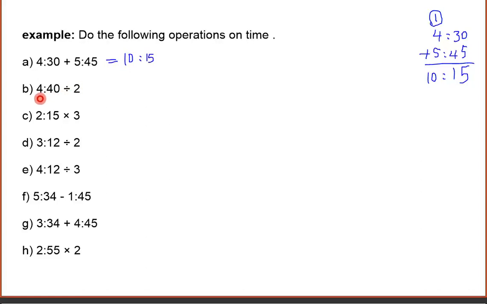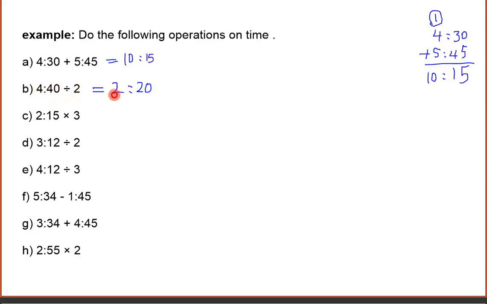The next one, division by 2. Division by 2 is simple. Here 4 hours and 40 minutes. So the result is 2 hours and 20 minutes, because each part can be easily divisible. Each part is easily divisible by 2. So we can divide each part.